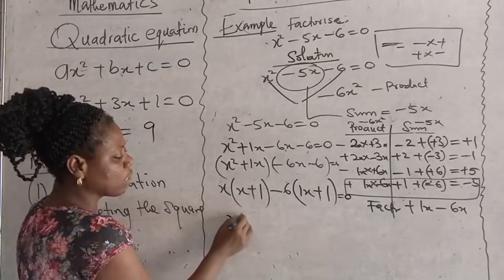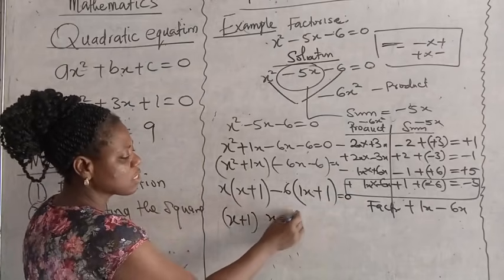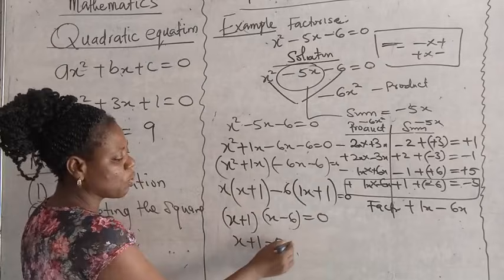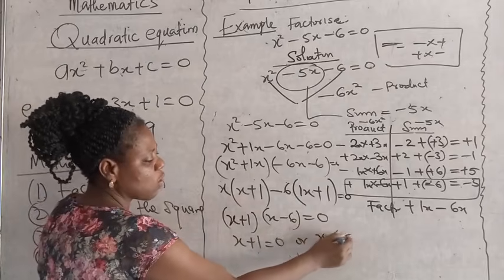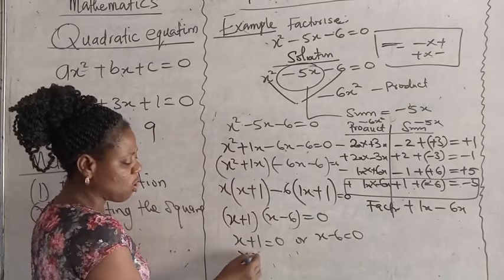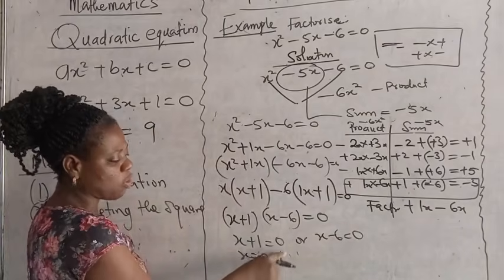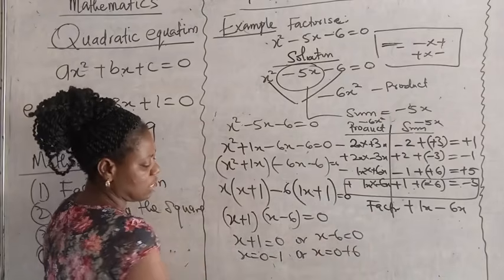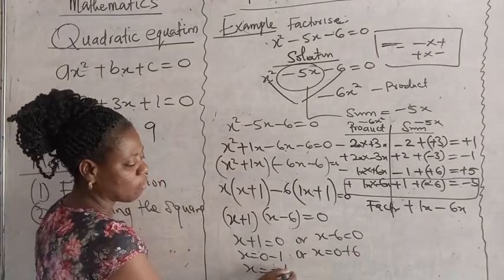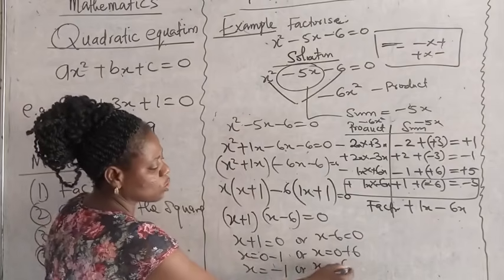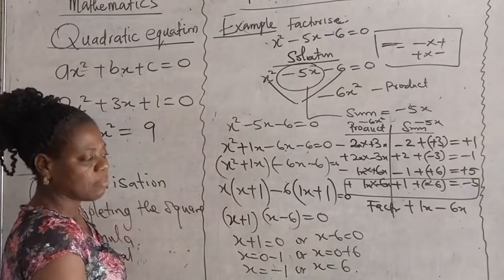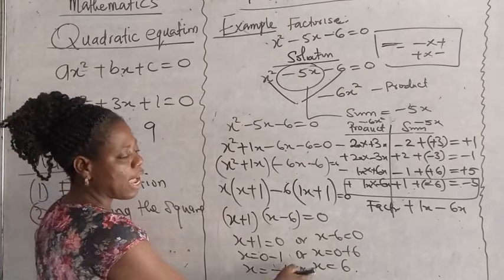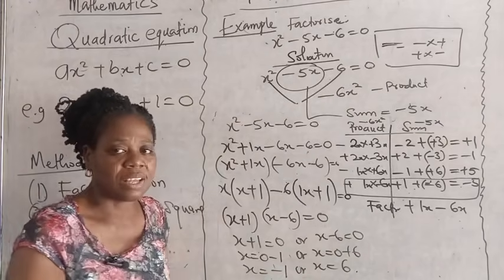So I'll bring 1 out. x minus 6 equals 0. I'm now saying x plus 1 equals 0, or x minus 6 equals 0. And my x becomes what? 0 minus 1, because when it comes here, it becomes minus, or x equals 0. When it comes here, it becomes what? Plus 6. And finally, I have x equals minus 1, or x equals 6. Is that okay? My x equals minus 1, or x equals 6.